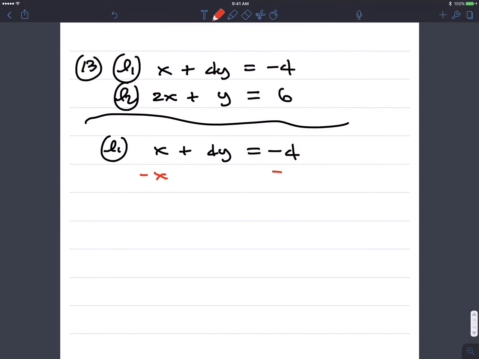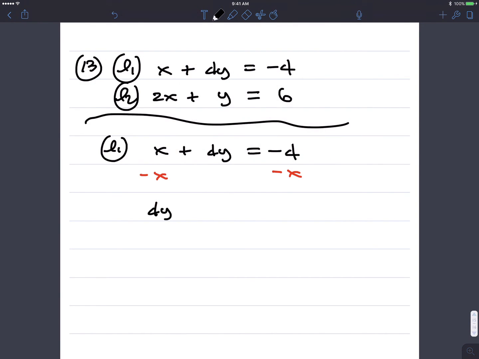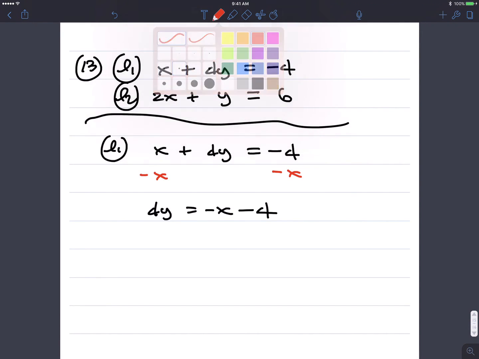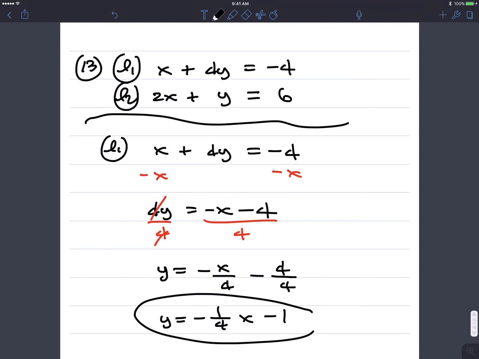I'm going to subtract x from both sides. We get 4y is negative x minus 4. We're going to divide both sides by 4. Y is negative x over 4 minus 4 over 4. Y is negative 1/4 x minus 1. Here's our first equation.